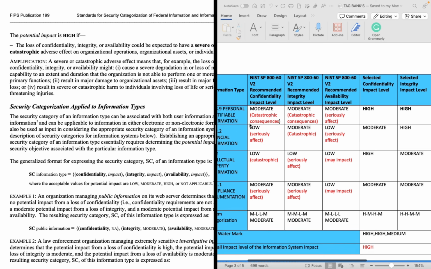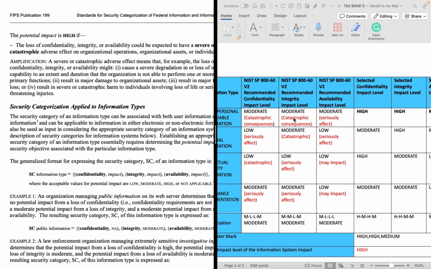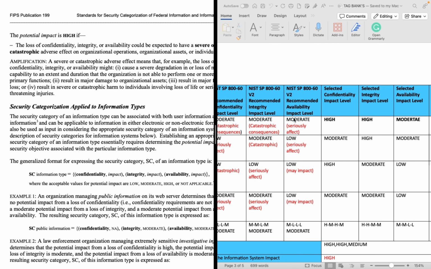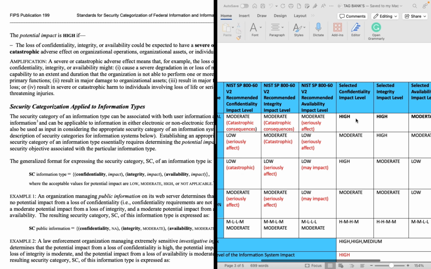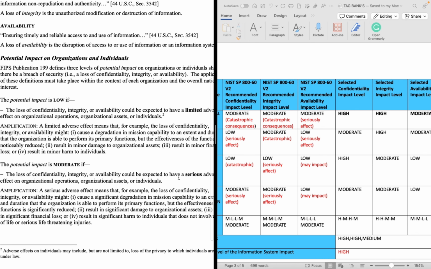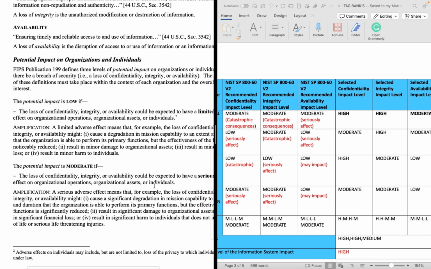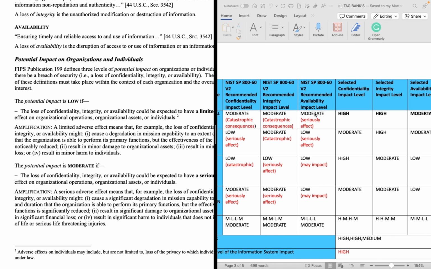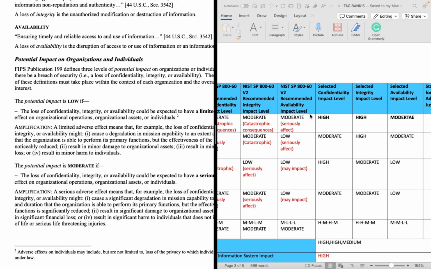Also, for this, the system owner says it will also be catastrophic. We have to adjust it to high. Adjusting it is just changing it to high to reflect the true picture of what the impact will be. Now, seriously affect. Let's see seriously affect. Seriously affect maps to moderate, which says the loss of confidentiality, integrity, or availability could be expected to have a serious adverse effect. So that is why we maintain this, because it accurately captures that.